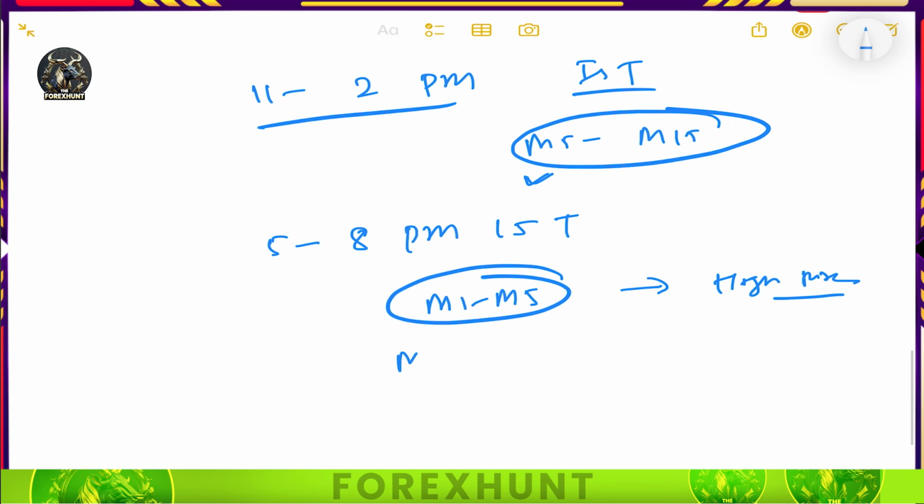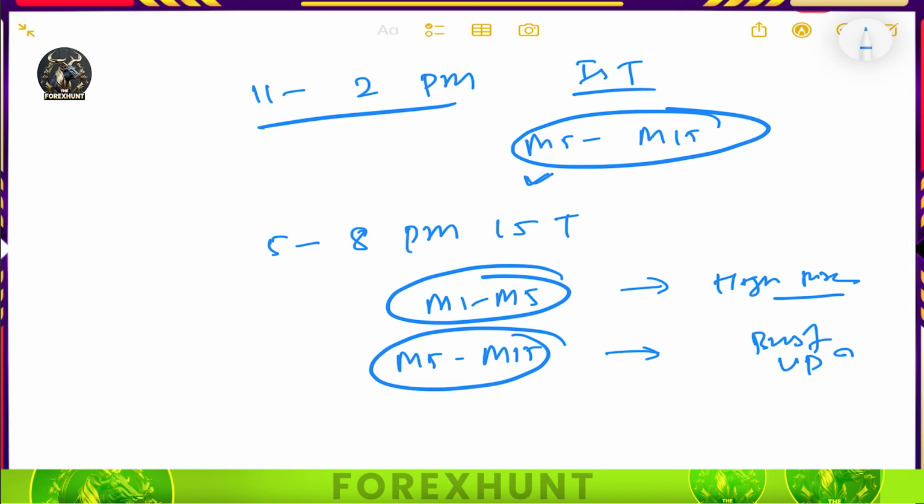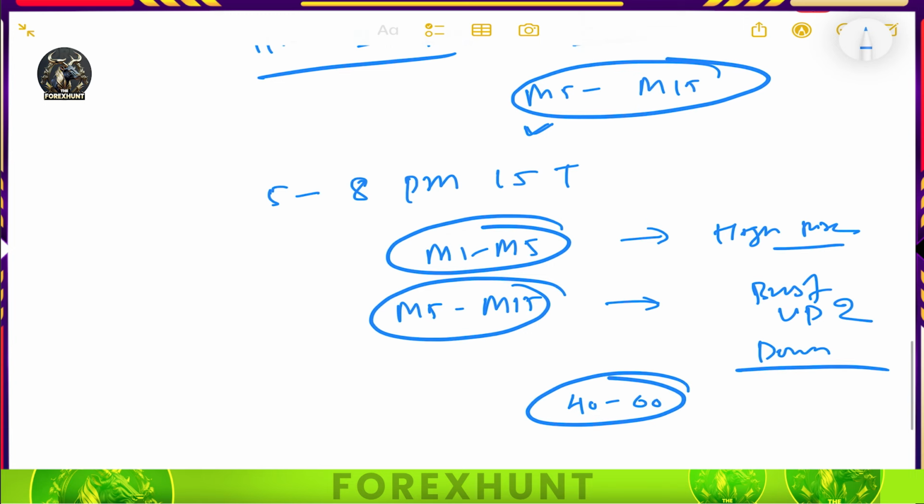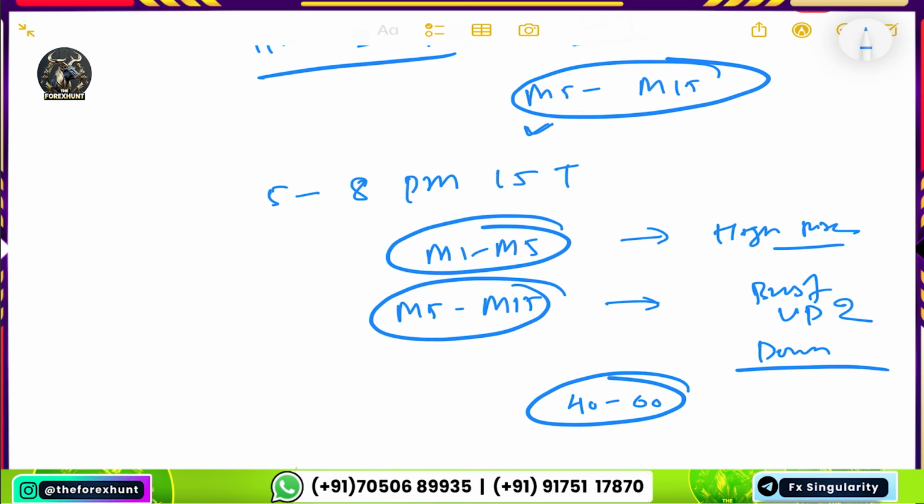And if you are looking for M5, M15 in USSN, this will give you a burst up and down trade. If you are looking for sell, you will go down, and if you are looking for buy, you will go burst up. So minimum target your 40 to 60 pips. Only take those trading areas where the target should be 40 to 60 to 100 pips.